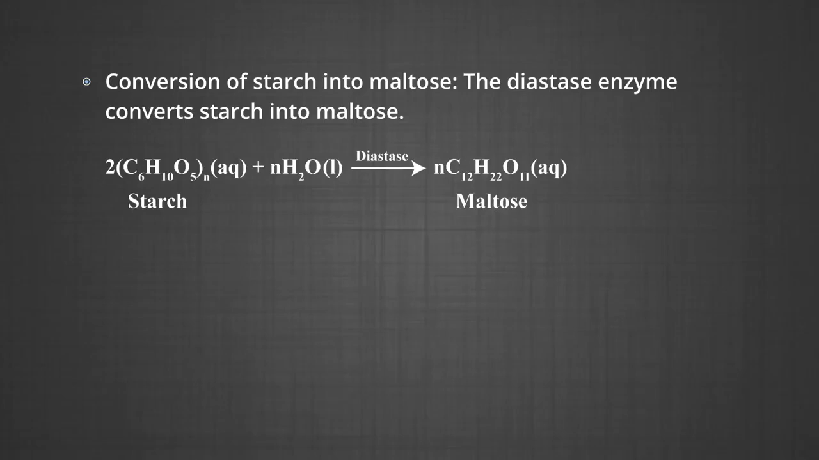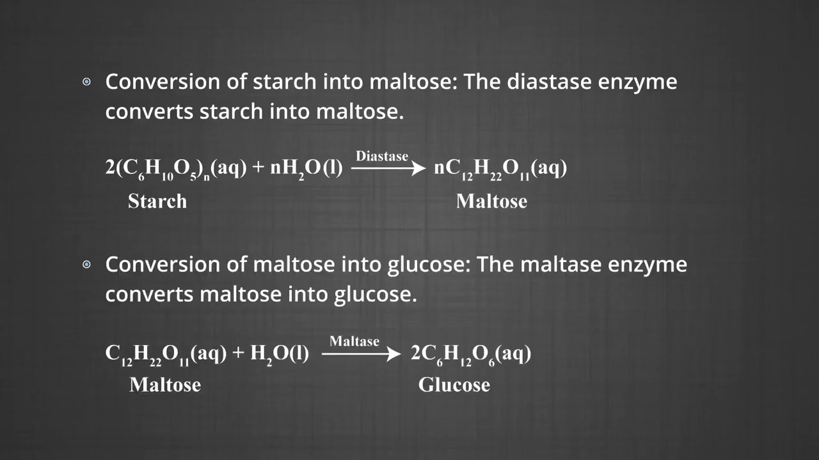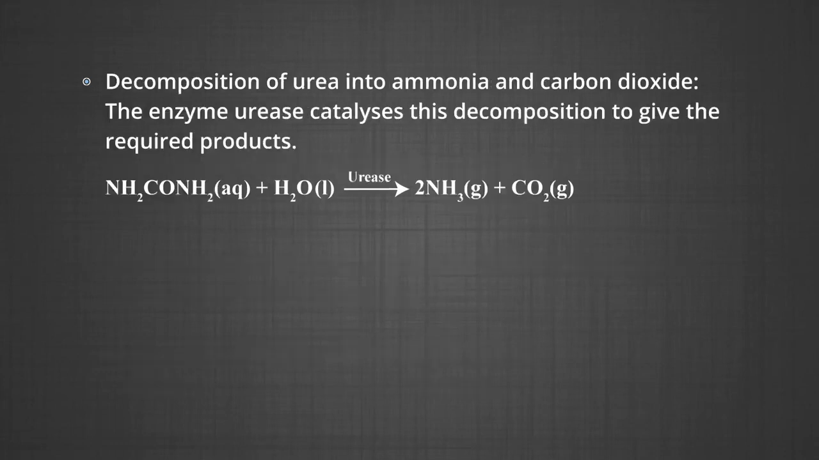Number 3, conversion of starch into maltose. The diastase enzyme converts starch into maltose. Number 4, conversion of maltose into glucose. The maltase enzyme converts maltose into glucose. Number 5, decomposition of urea into ammonia and carbon dioxide. The enzyme urease catalyzes this decomposition to give the required products.